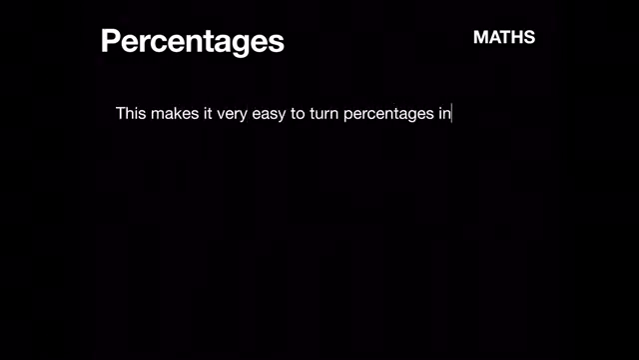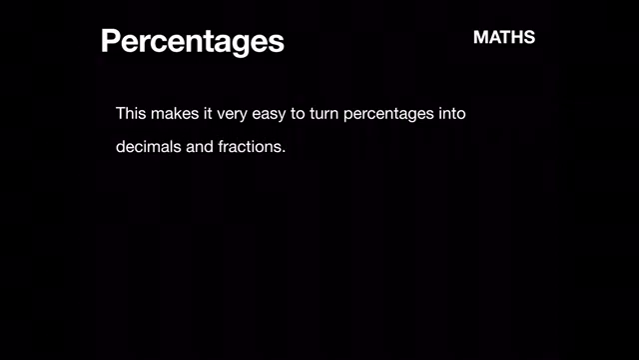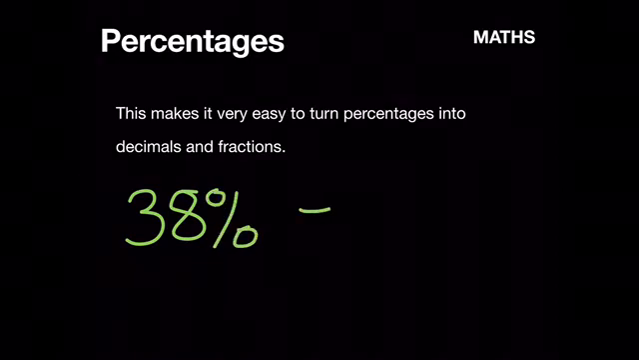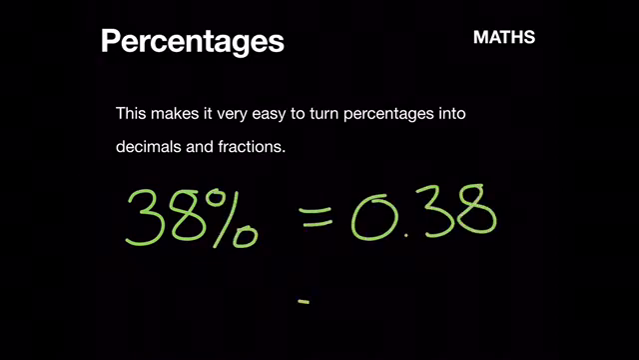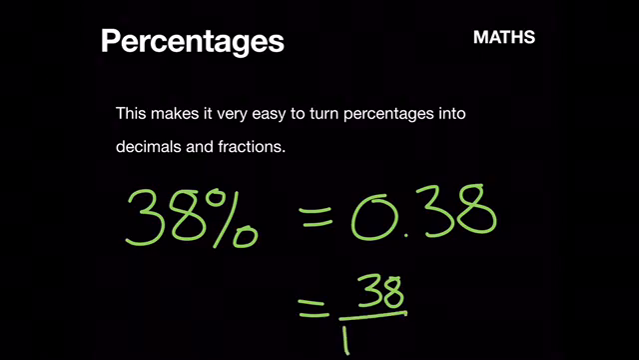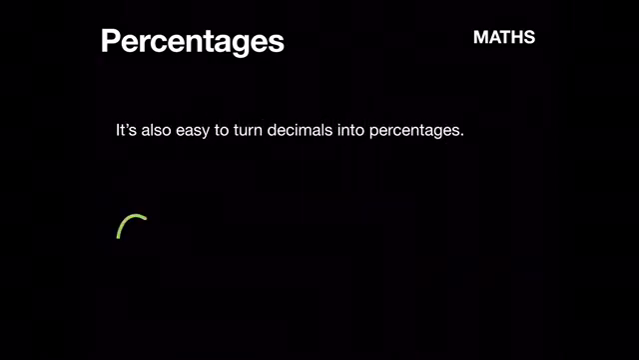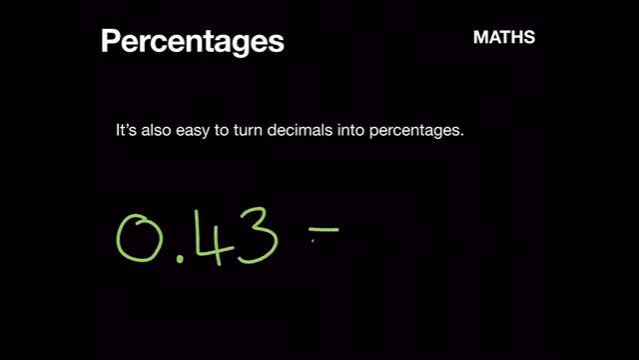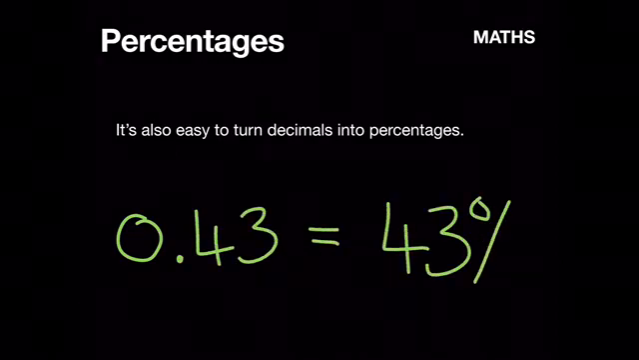This makes it very easy to turn percentages into decimals and fractions. So if you've got 38%, that's 0.38 if it's a decimal, or 38 over 100 as a fraction. It's also easy to turn decimals into percentages. So 0.43 as a percentage, 43%.